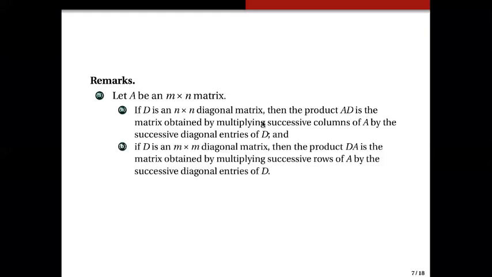Now, if the diagonal matrix is M by M, then we can only multiply this diagonal matrix D on the left of A. So the product DA is the matrix obtained by multiplying the successive rows of A by the successive diagonal entries of D. This particular remark is very helpful because we don't need to multiply entry by entry or row times column. We only need to multiply successive columns by the successive diagonal entries of D if we want the product AD, or the successive rows of A by the successive diagonal entries of D if we want the product DA. Of course, assuming that they can be multiplied in this way.